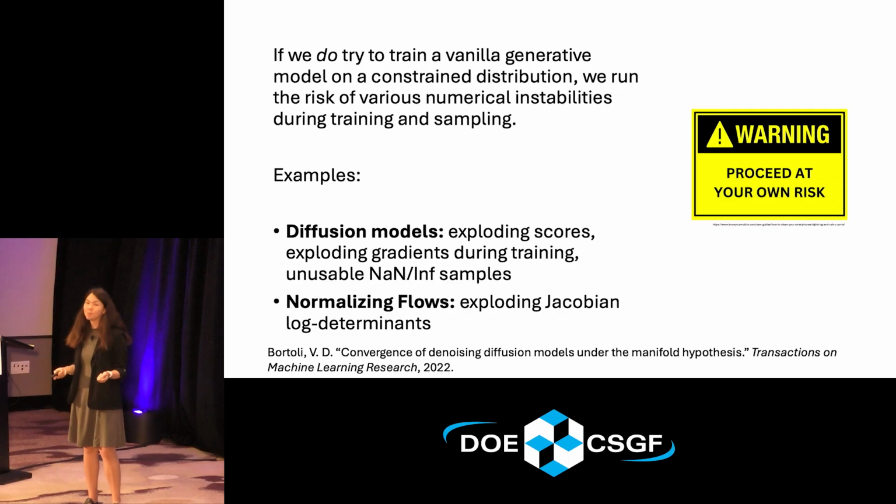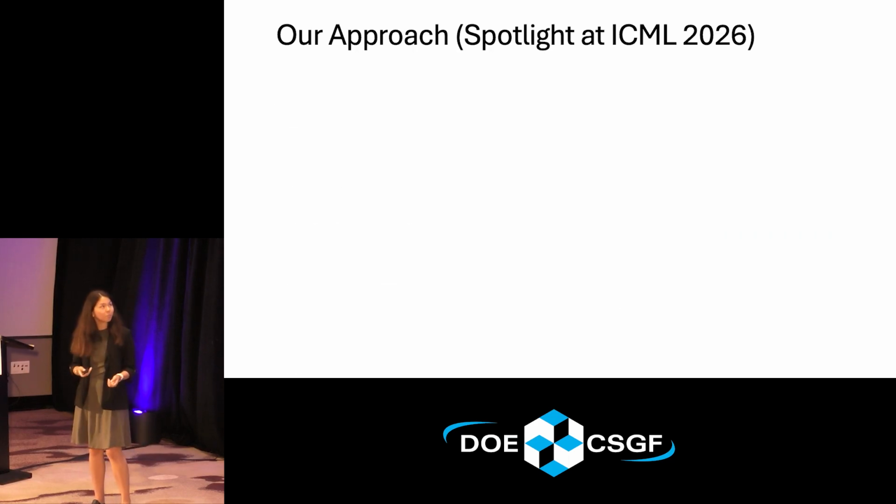Of course, this has never stopped anybody, but if we do try to train a vanilla diffusion or generative model on such a constrained distribution, we run the risk of a lot of things. In particular, training and sampling will be kind of messed up because in diffusion models, we have this well-observed phenomenon of exploding scores near the manifold. That's just the gradient of the log distribution, the mechanism we use for sampling. And so we'll end up with a lot of NaNs and Infs during sampling, which renders our samples unusable, basically. And we run into a similar issue with normalizing flows and many other paradigms.